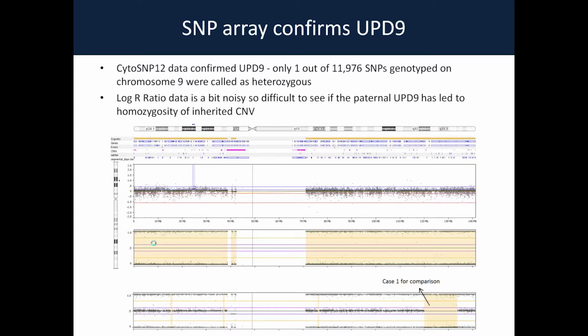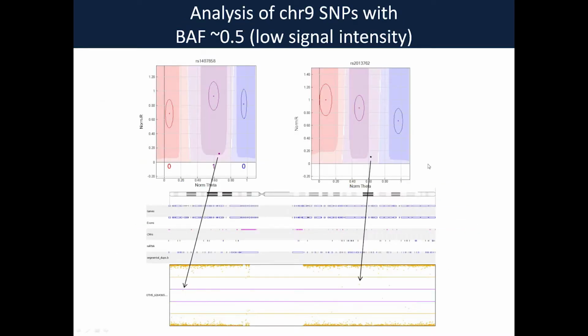So we focused on about a dozen SNPs that had that pattern, and they were coming up with an intermediate B allele frequency, but really they just had really low signal. So I'm showing 2 example here. This is the clustering plots from the SNP array, and then what that looked like on the B allele frequency plots. So there's one here and one here.